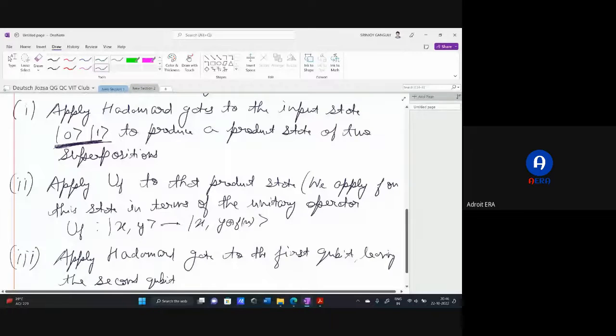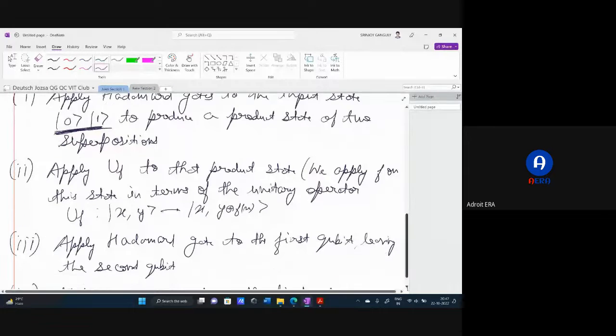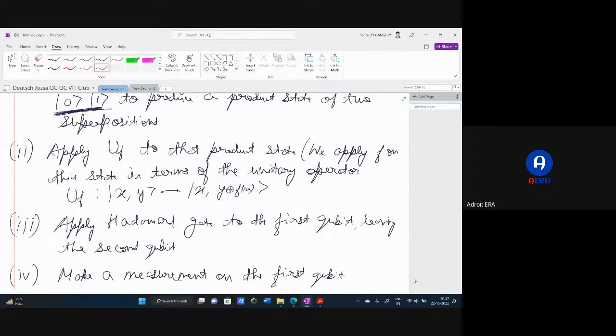Okay, and then the second step will be you apply the UF to that superposition state, which will be applied simultaneously to that superposition state. Why? Because of the quantum parallelism. Then third will be applying the Hadamard gate to the first qubit, not doing anything to the second qubit. Okay, we leave that second qubit, and then finally we take measurement on the first qubit.